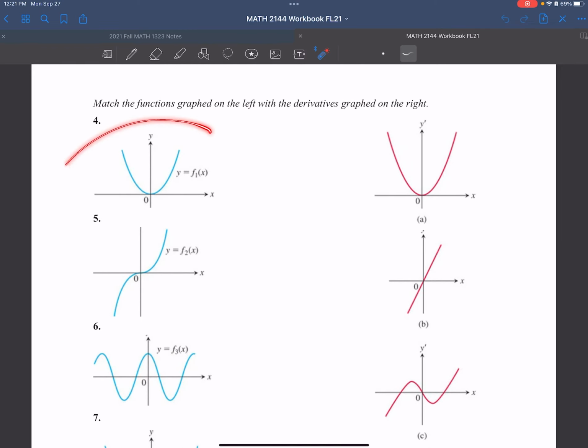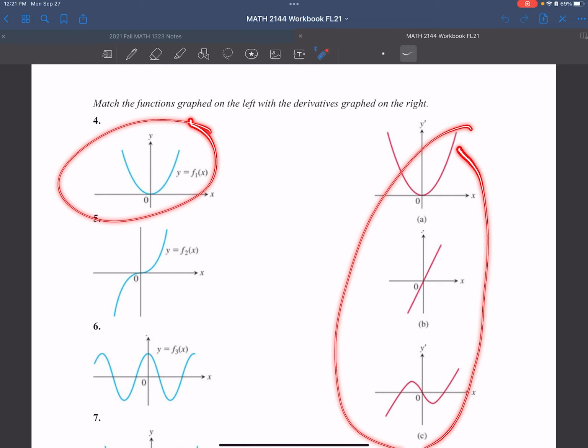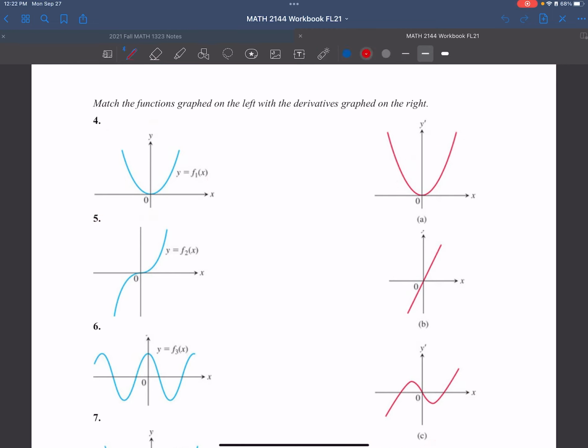So number 4, the question is, which of these represents the derivative, A, B, C, or D? What do you all say? 1, 2, 3? I heard B, and that was unanimous. That is correct. When we look at a quadratic function, its derivative is B. And what type of function do we have here in the case of B? It is a linear function.